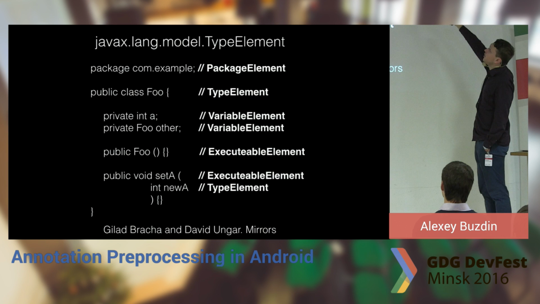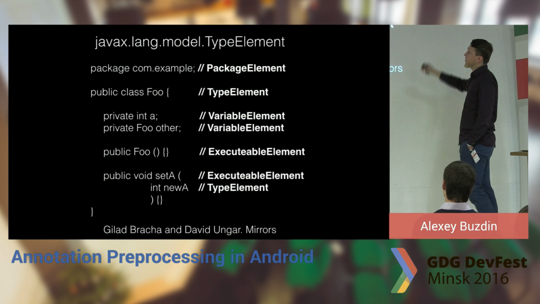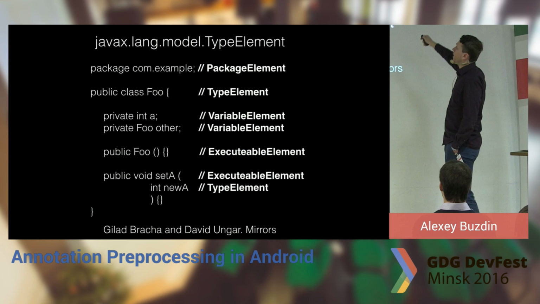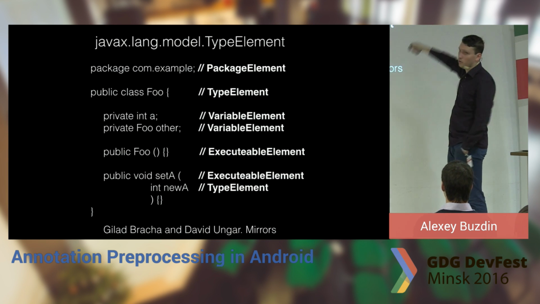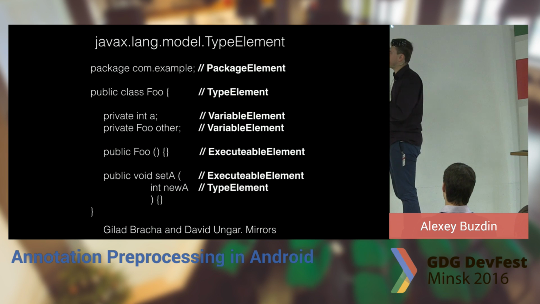And there is an element hierarchy that extends from type element. So basically, they called it mirrors. So what this means is that your class has some kind of element. So we are viewing the source code right now, not the bytecode.